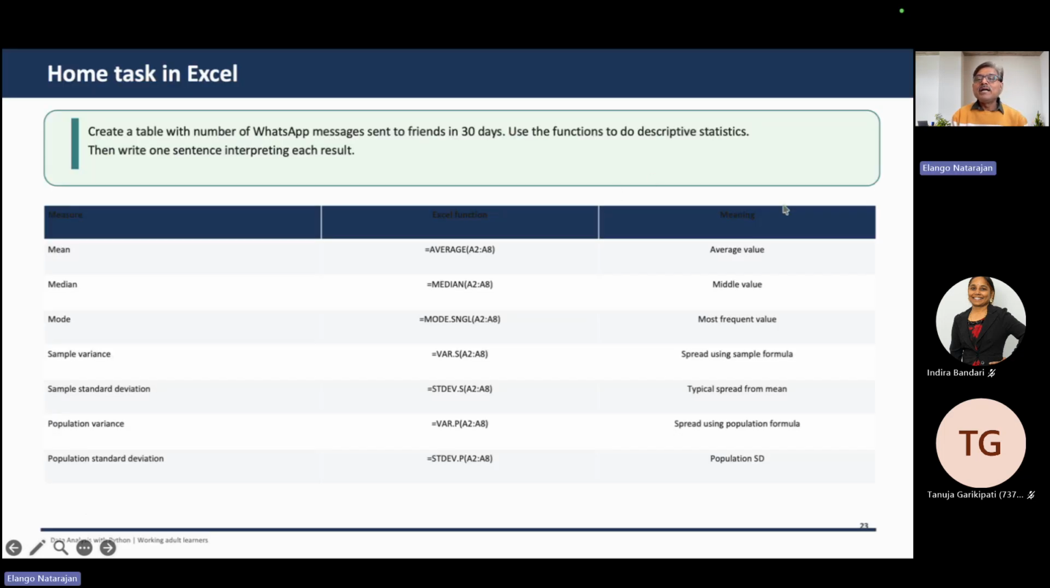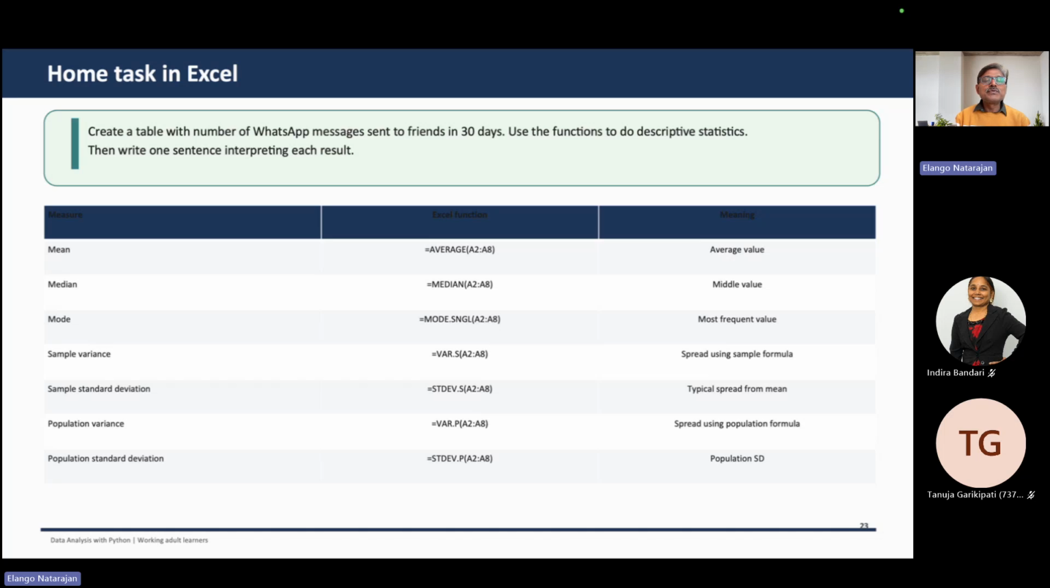So I have a homework for you. Collect the data from your own mobile phone: the WhatsApp messages that you sent to your friends in the last 30 days. Create an Excel sheet with your own data: friend X, friend Y, friend Z. How many messages did you send in the last 30 days? Just list them in an Excel sheet.